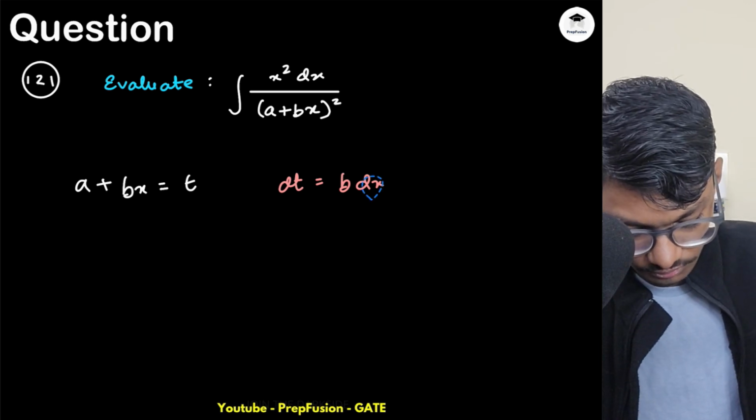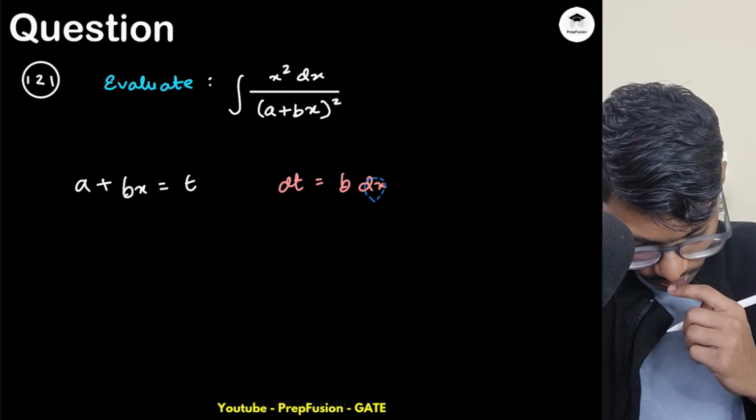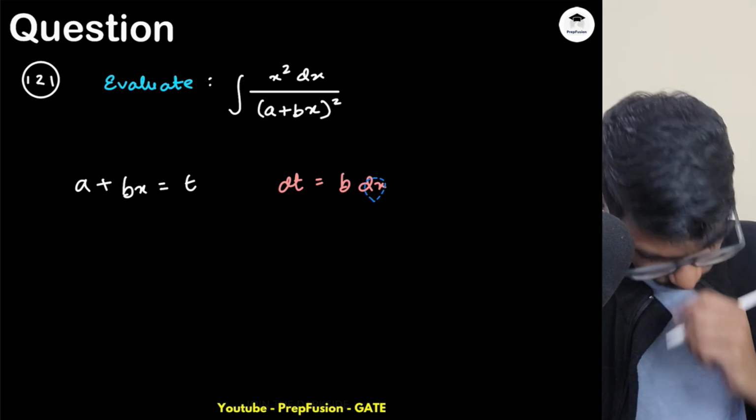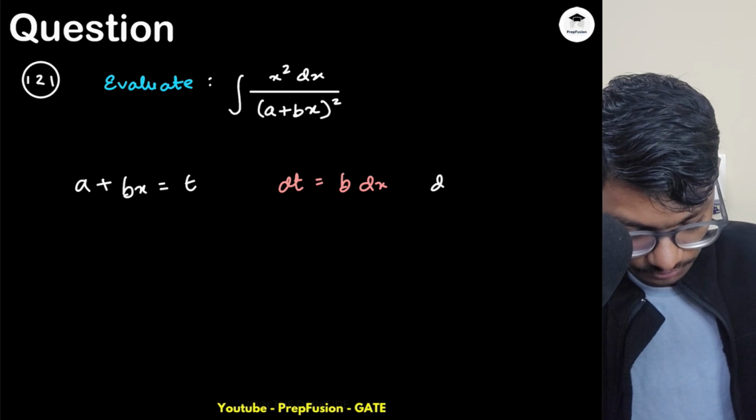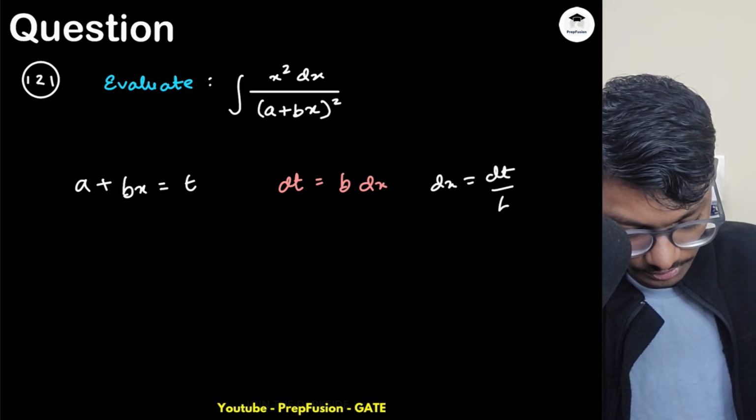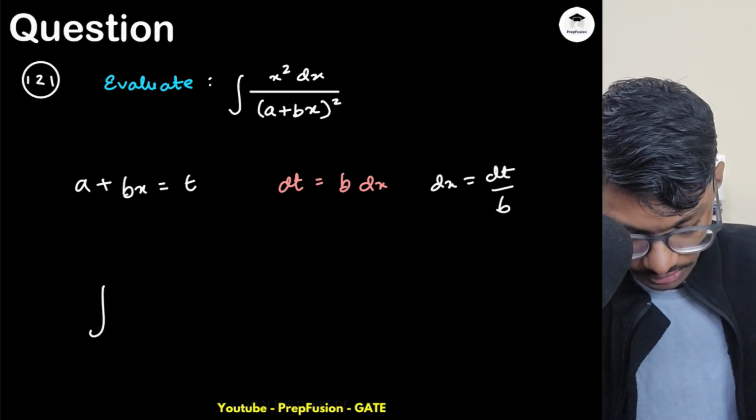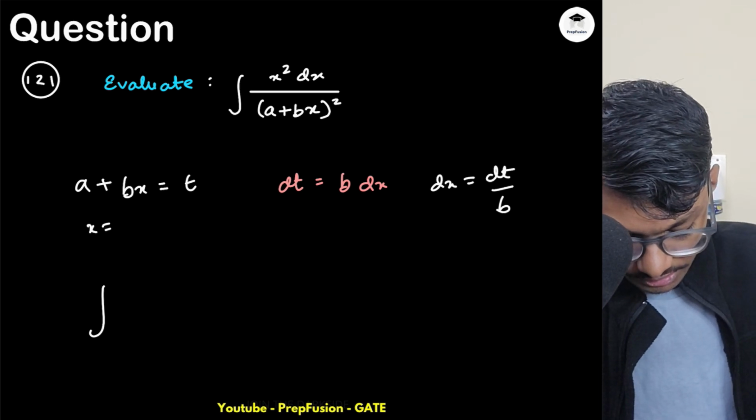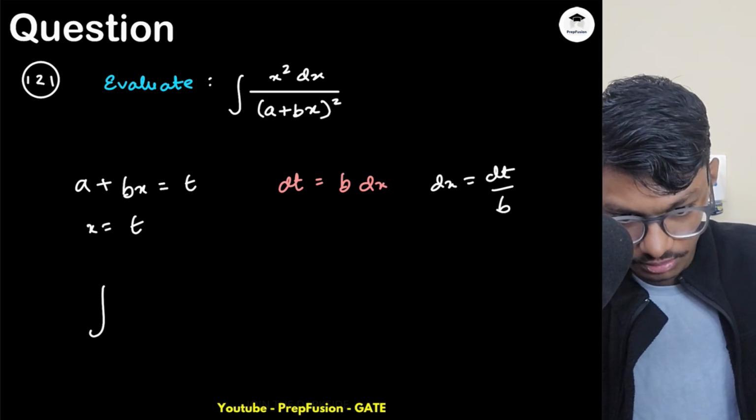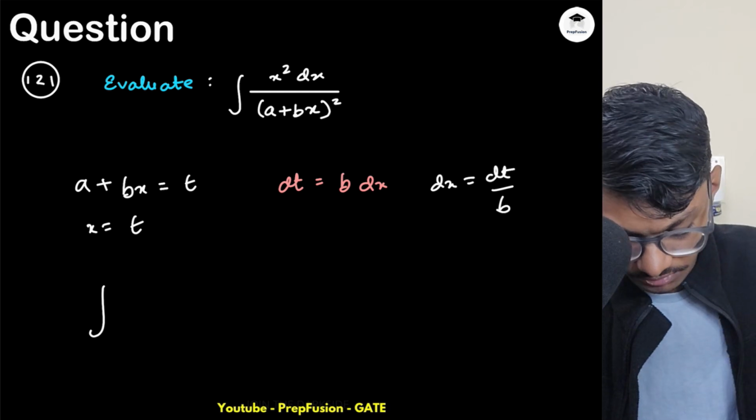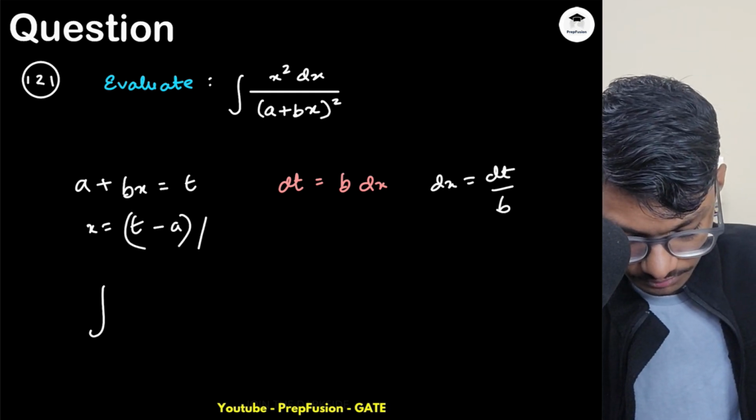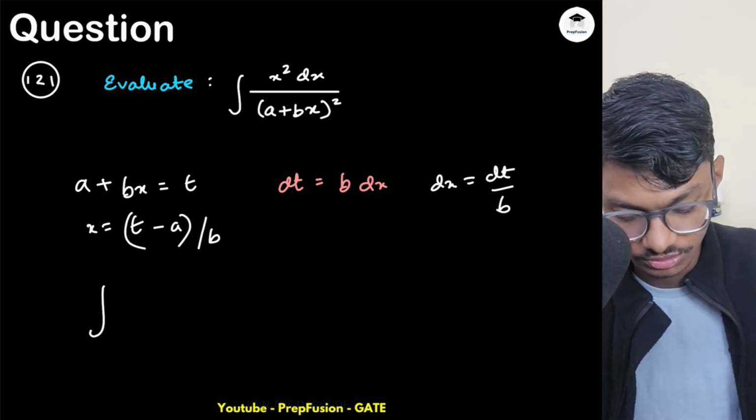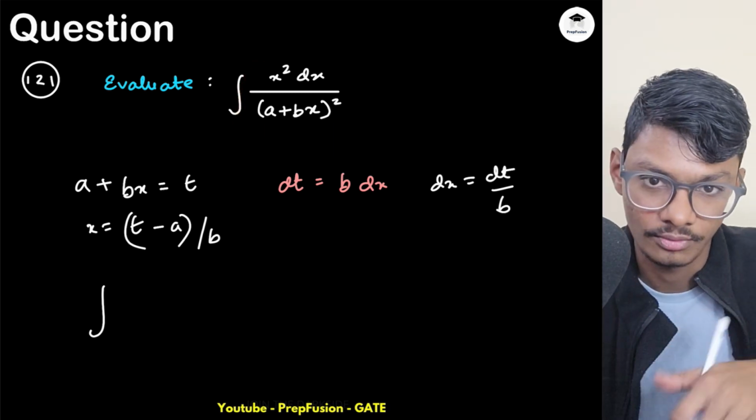Just hold on a second. So my dx is equals to what? dx is equals to dt by b. So I can write over here, what is x? x equals to t minus a divided by b. This is my x, because I am replacing everything from x to t.